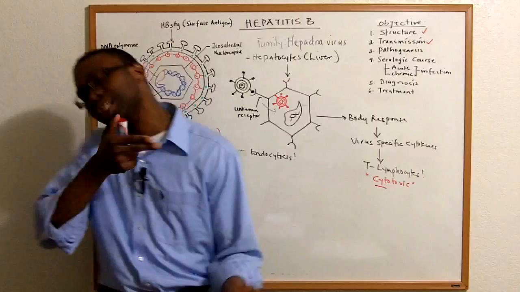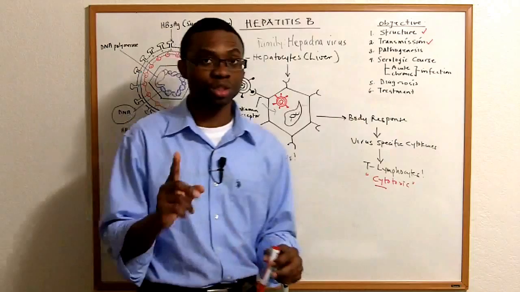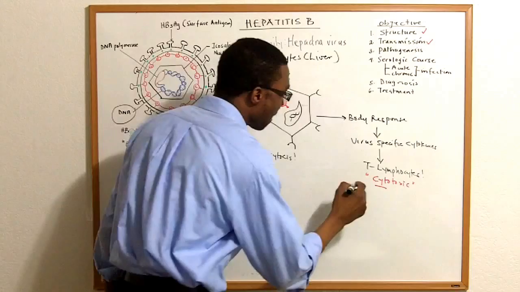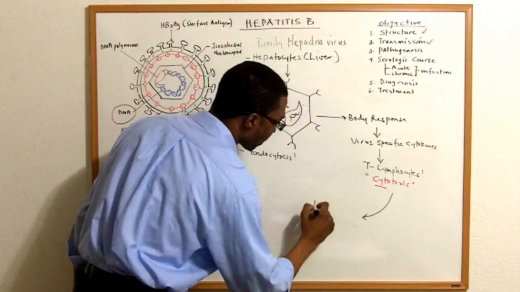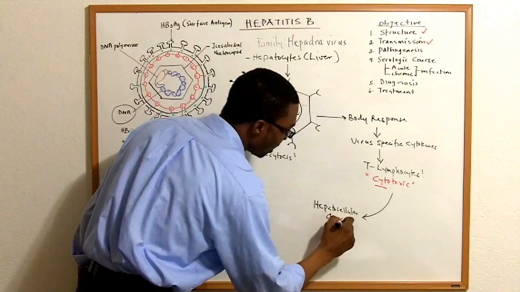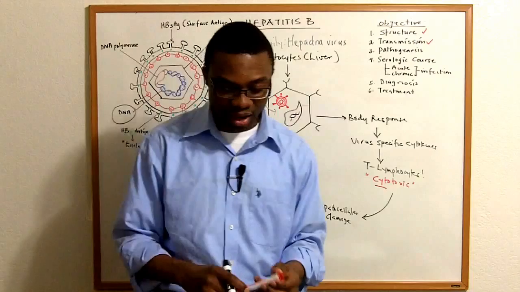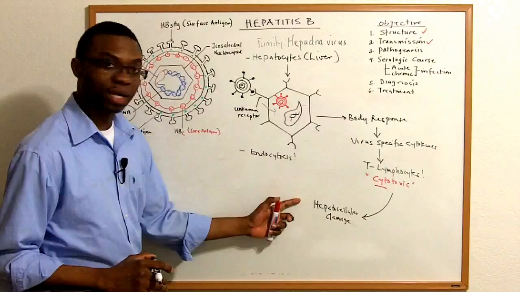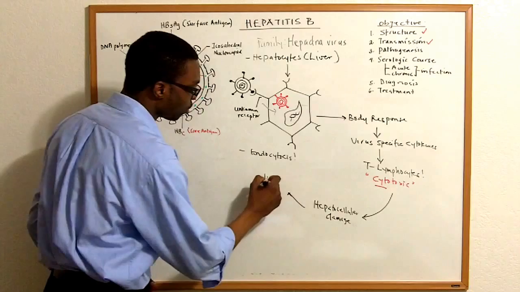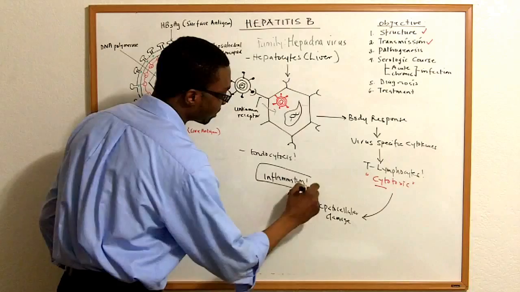Now, in the process of trying to destroy the virus, like they're shooting and they're killing, and the T lymphocytes are trying to destroy the virus, the cells are going to be destroyed. The hepatocytes are going to be destroyed. And this is going to lead to hepatocellular damage, right? Because the T cells are trying to what? Kill the virus inside the cells. So as we're trying to clear the virus, the hepatocytes are also getting destroyed. That process is the inflammation that's going on.